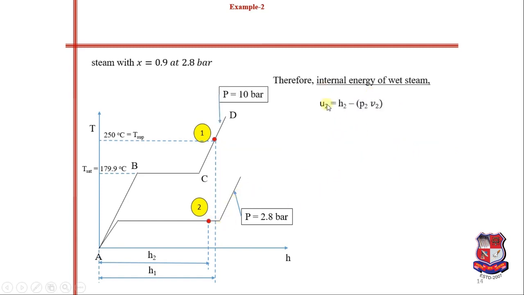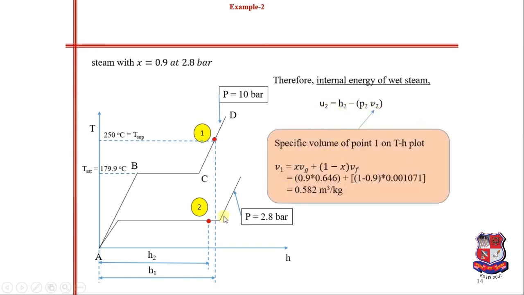and internal energy of point 2. Equation of internal energy is again same, U is equal to H minus PV, U2 is equal to H2 minus P2 into V2. Here V2 is specific volume of wet steam. Okay, here it will be V2, not V1. Okay, V2 is equal to x Vg plus 1 minus x Vf. Use the value of Vg and Vf corresponding to 2.8 bar pressure. Okay, so consider this as V2, not V1. Okay, this is V2.